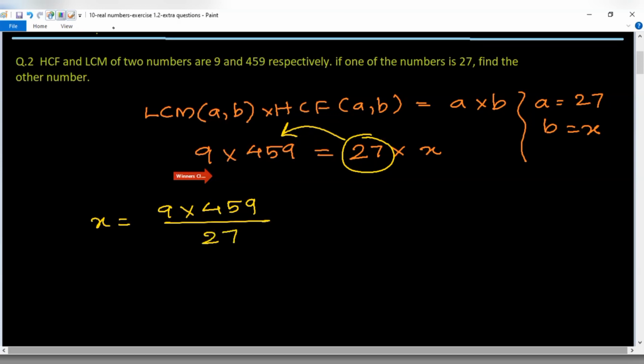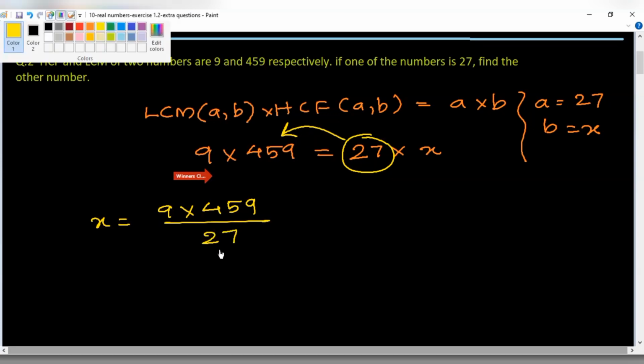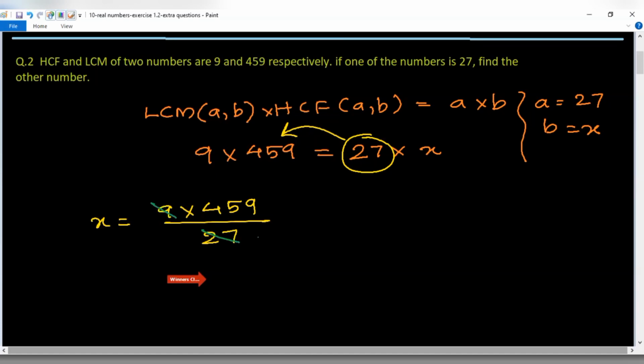Here we can cut the numbers, right? Because 9 is here and 27 here. We can cut them. 3 times 9 is 27. And 459, is it divisible by 3? First, we have to check that. Yes, because the sum of the digits, 4 plus 5, 9, 9 plus 9, 18. So the sum of the digits is a multiple of 3, which means it is divisible by 3. So let us divide by 3. Here, 1 time 3. Then 1 is left here, 15. So 5 times 3. So the other number is 153.